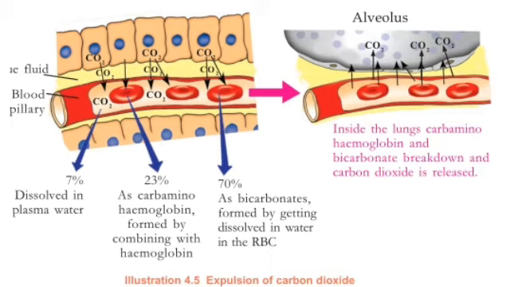Through this way, carbon dioxide is expelled from our body. Inside the lung, carbaminohemoglobin and bicarbonate break down and carbon dioxide is released to the lungs. This is how the exchange of carbon dioxide and hemoglobin takes place: 7% dissolved in plasma water, 23% as carbaminohemoglobin, and 70% as bicarbonate formed by dissolving in water in the RBC.